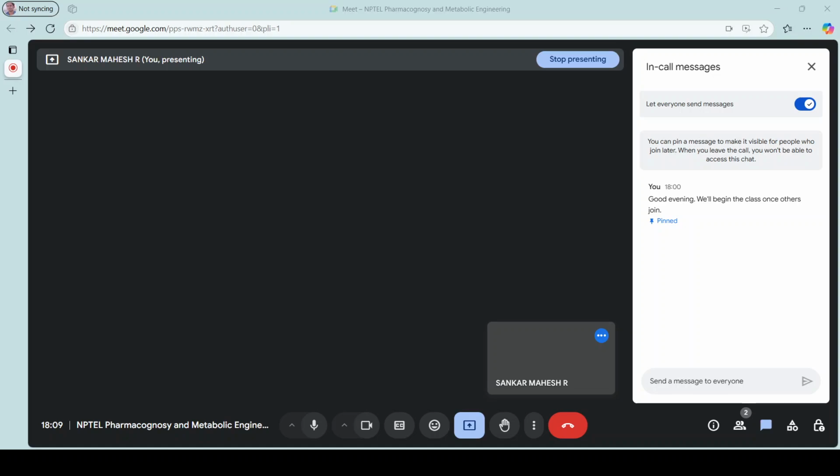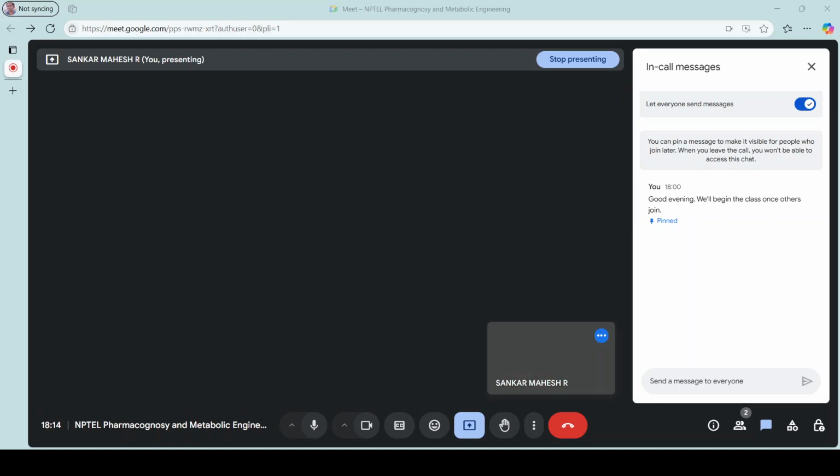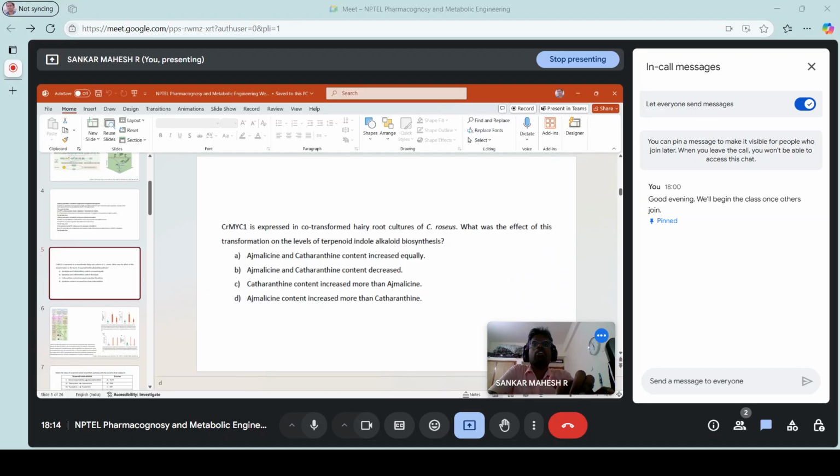The next question is, CrMYC1 is expressed in co-transformed hairy root cultures of C. roseus. What was the effect of this transformation on the levels of terpenoid indole alkaloid biosynthesis? Option A, ajmalicine and catharanthine content increased equally. Option B, ajmalicine and catharanthine content decreased. Option C, catharanthine content increased more than ajmalicine. And option D, ajmalicine content increased more than catharanthine.